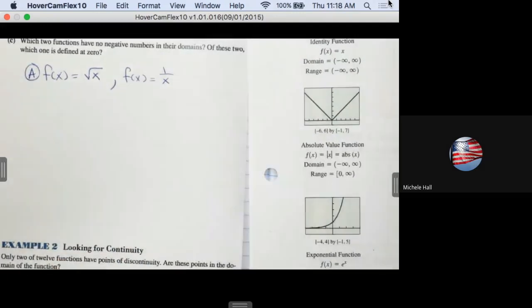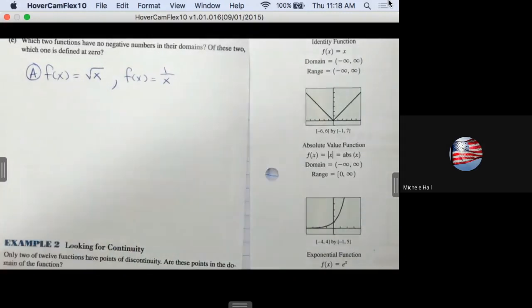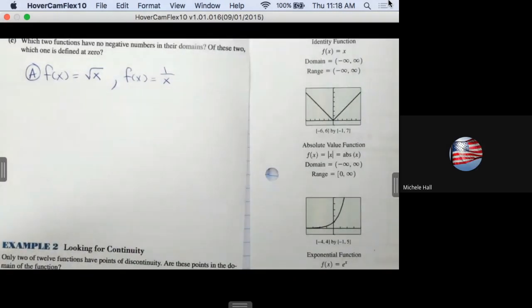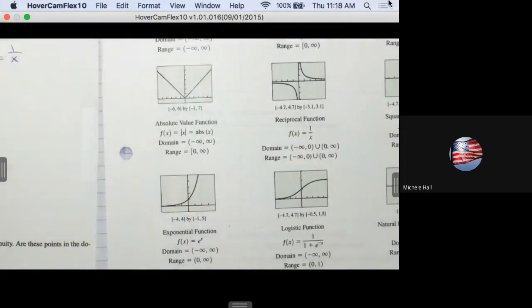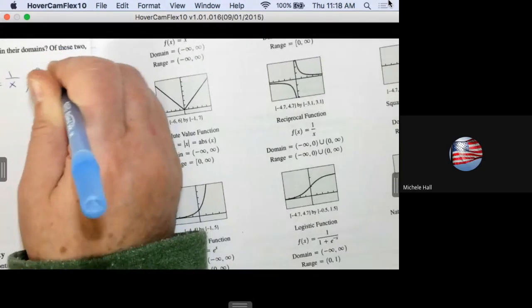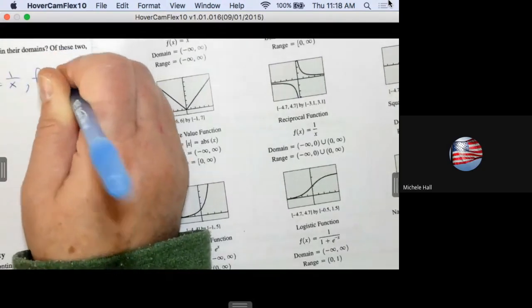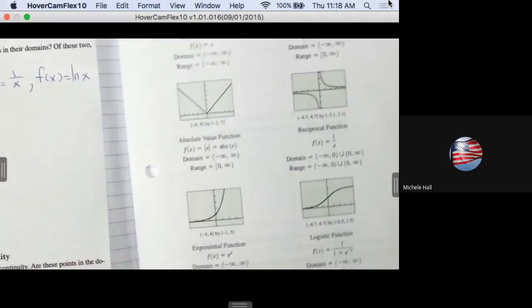We checked the calculator. It says there's nothing there. We substituted in 0 and said, hey, that's undefined. So we know that there's no numbers there, no real numbers. All right, there's one more. I would say yes. We'll be learning about these functions this year. F of x equals ln x. All right, so that takes care of A.